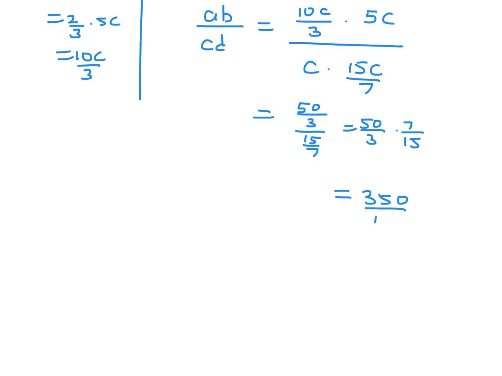350 over 45. And I think we can divide by 5, top and bottom, so it'd be 70 over 9. 70 over 9 is the answer.